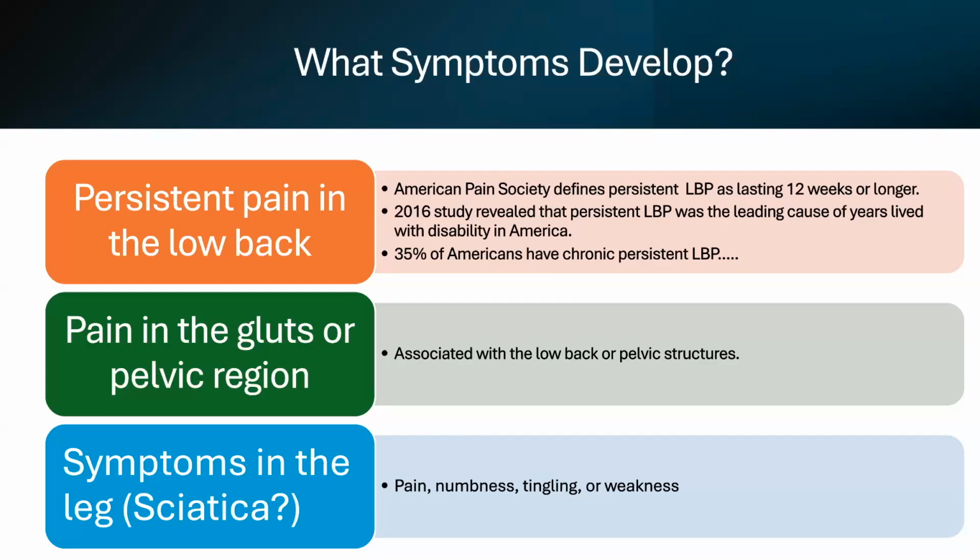Another thing that can happen is you can get pain from this area reflected down into the glutes, reflected down into the entire pelvic region. So this is associated both with low back structures and with pelvic structures. And then obviously, and maybe some of you have experienced this, you can develop symptoms into your legs, okay? Pain, numbness, tingling, weakness, any of those things can happen into your legs, either one leg or both legs. And that can be coming from that low back.